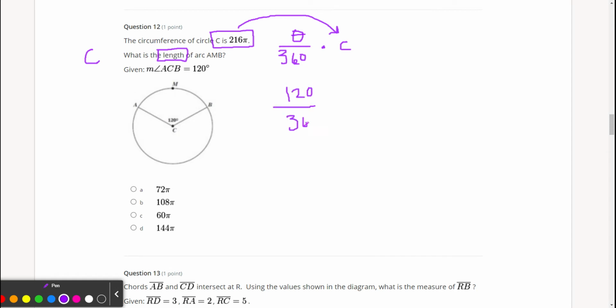120 divided by 360, and then multiply by that 216 pi. What do you notice about your answer choices? We can take out pi. We can take out the pi. So work smart, not hard. Fundamentally, I'm kind of a lazy human. How did you get 72? 120 divided by 360 times 216. And then you put the pi next to it.